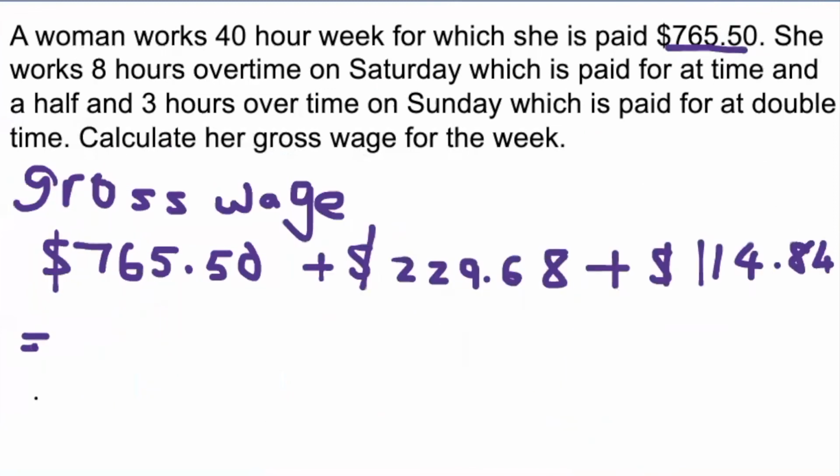So the gross, we are going to find the total: $765.50 plus $229.68 plus the $114.84. So for that week, this person is making $1,110.02. That's the gross wage.